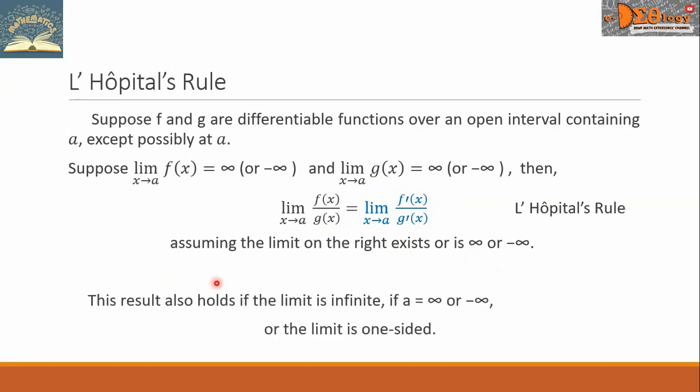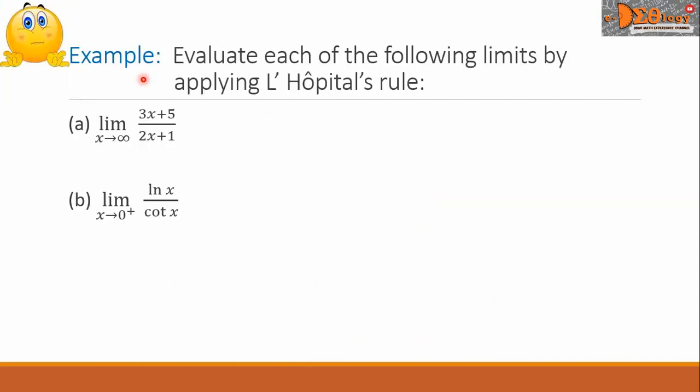This result also holds if a equals infinity or negative infinity, or if the limit is one-sided. Let us see these with two sample problems. The instruction is: evaluate each of the following limits by applying L'Hopital's rule. Problem A: the limit of 3x plus 5 over 2x plus 1 as x approaches infinity.